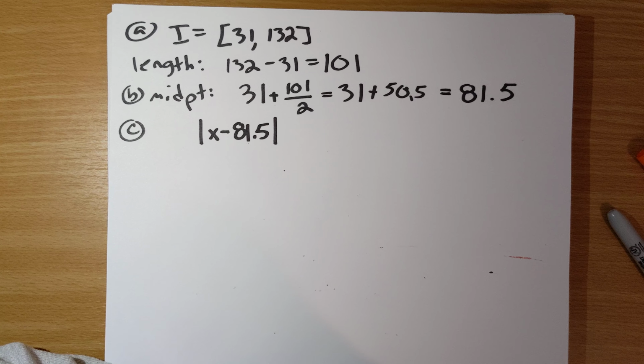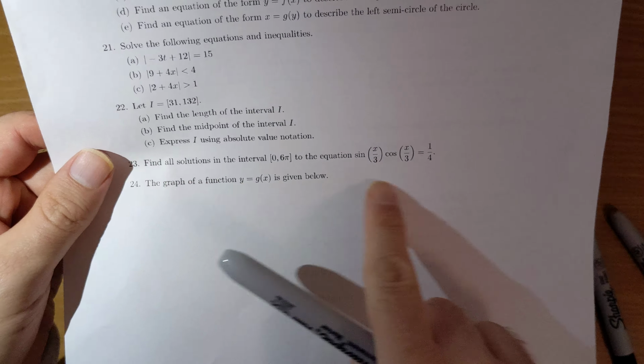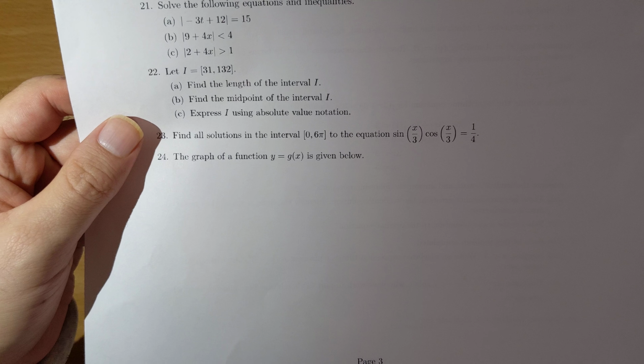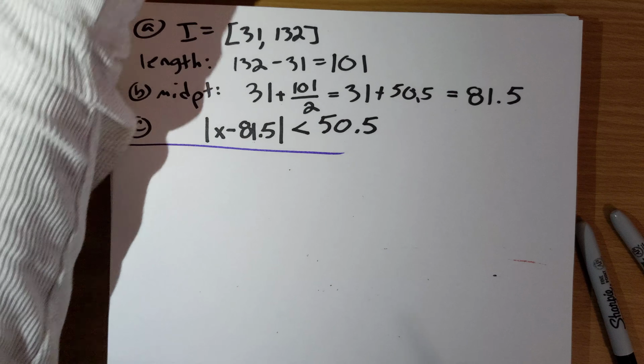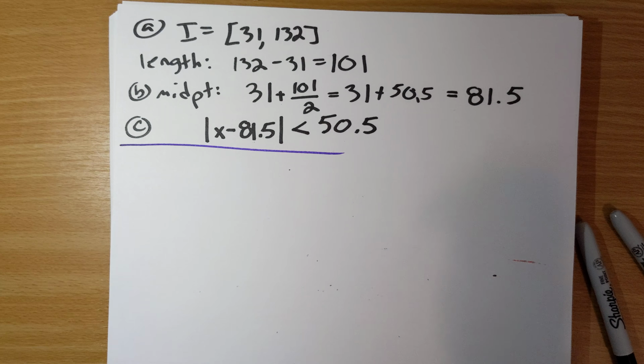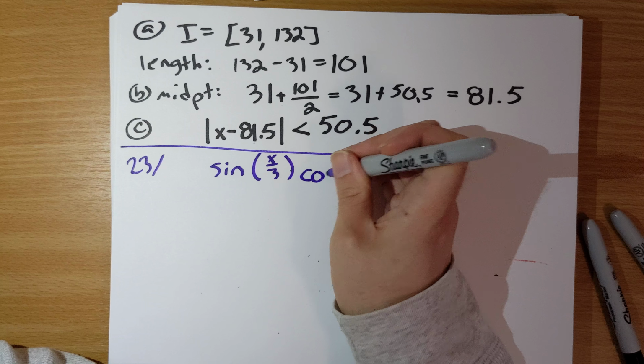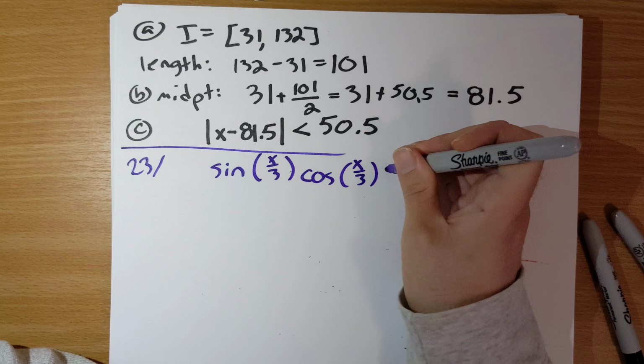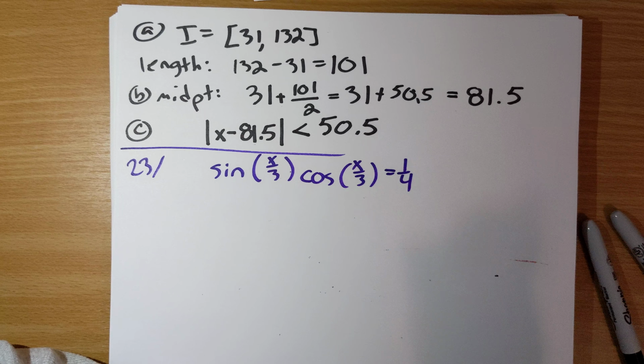Okay, that's problem number 22. Let's do one more problem in this video. Problem number 23. Find all solutions in the interval from 0 to 6π to that equation. So the equation here is sine of x over 3 times cosine of x over 3 is equal to 1/4.